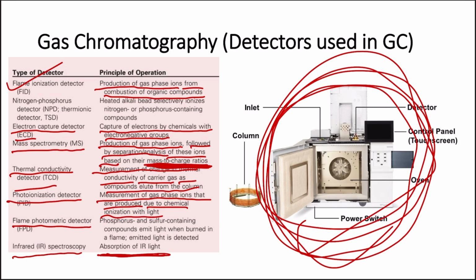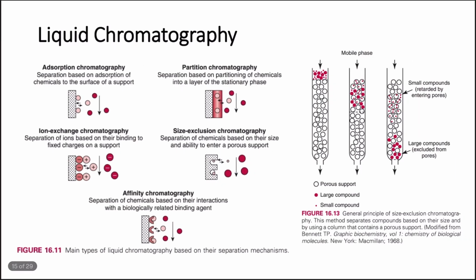So these are the different types of detectors. If you have to remember, you can remember mass spectrometry, because mass spectrometry is nowadays very much used in combination with chromatographic systems, and here the gas phase ions are produced. You can also remember the flame ionization detector, because there also gas phase ions are produced. So this is about gas chromatography. Now let's move on to the next one, that is liquid chromatography.